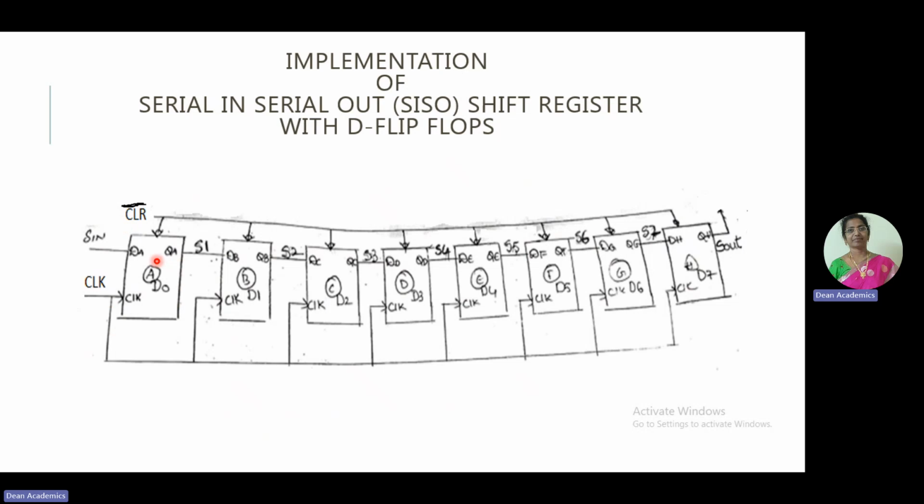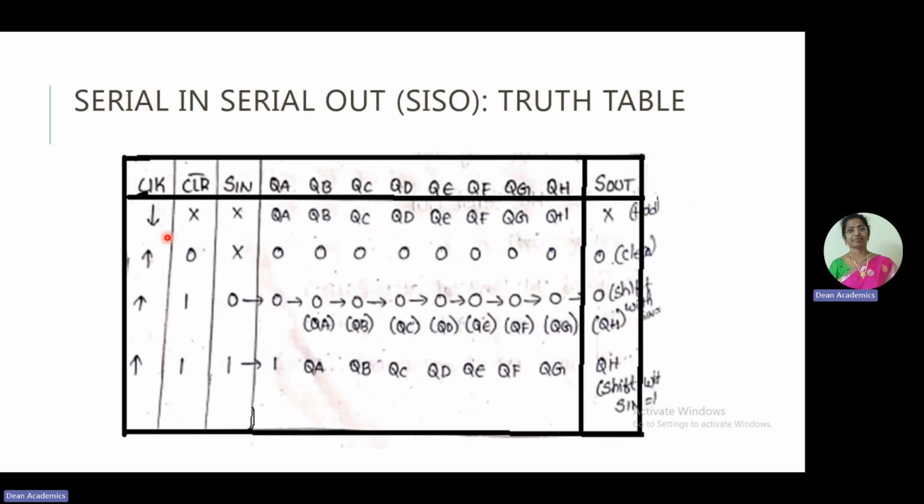The same thing can be expressed here in truth table form: clock signal, clear bar, serial in, all 8 D flip-flop outputs QA, QB, QC, QD, QE, QF, QG, QH, and serial out, therefore S out. Input data we are applying at the MSB, and at the LSB side we are taking the output, therefore we have written S out here. Now, if there is no clock pulse applied, irrespective of clear and input signals, the contents of the register will be the same as in the previous case. Therefore we call this condition the hold state.